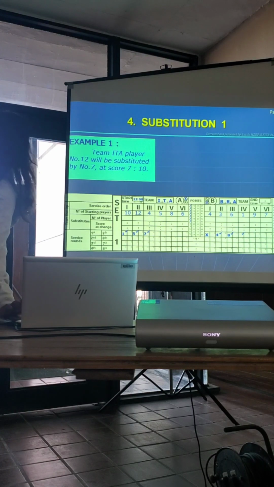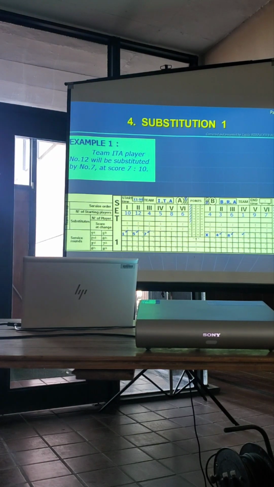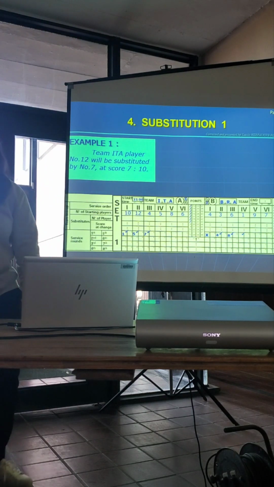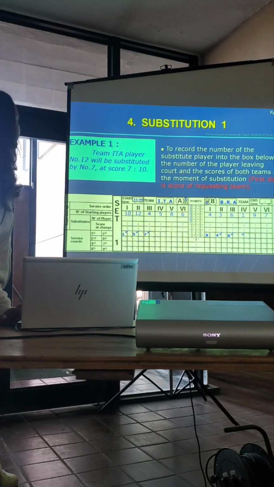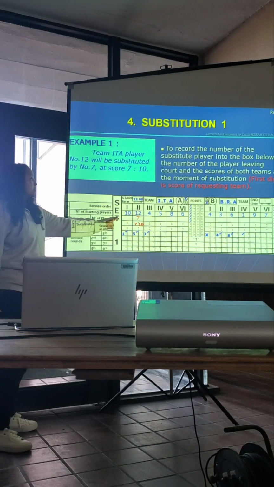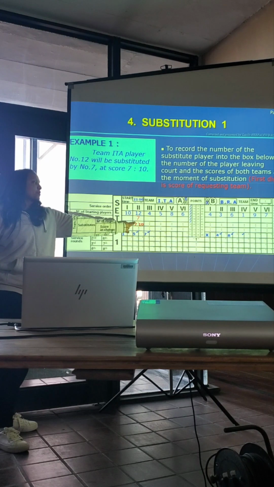Okay, so now we're saying substitution. Number 12 will be substituted with number 7. And the score at that stage is Italy is behind by 7 and Brazil is leading by 10. Okay? So this is where you then record the substitution and you indicate the score at that time.